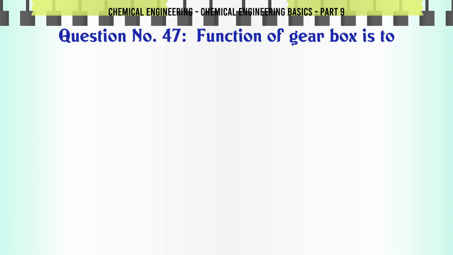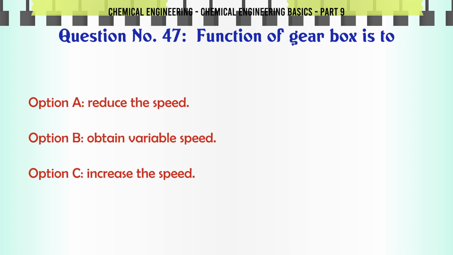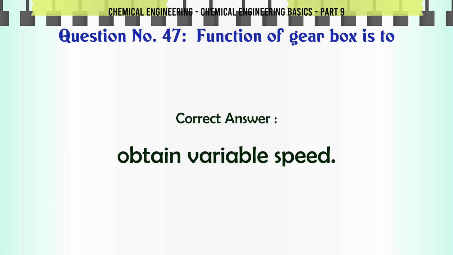Function of gearbox is to: A. Reduce the speed, B. Obtain variable speed, C. Increase the speed, D. Produce high torque. The correct answer is obtain variable speed.